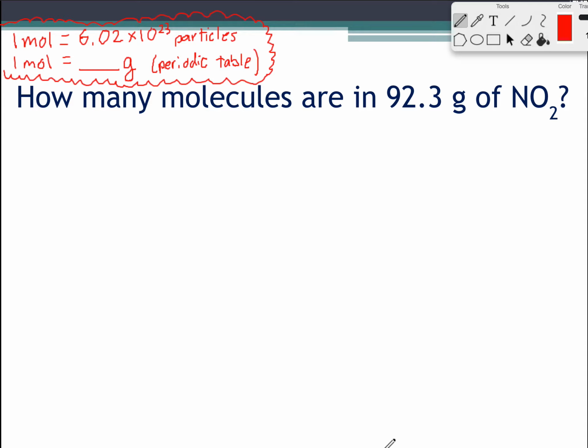Example with you. This one is going to be a little bit harder just because it's going to be 2 steps. So let me show you what that looks like.